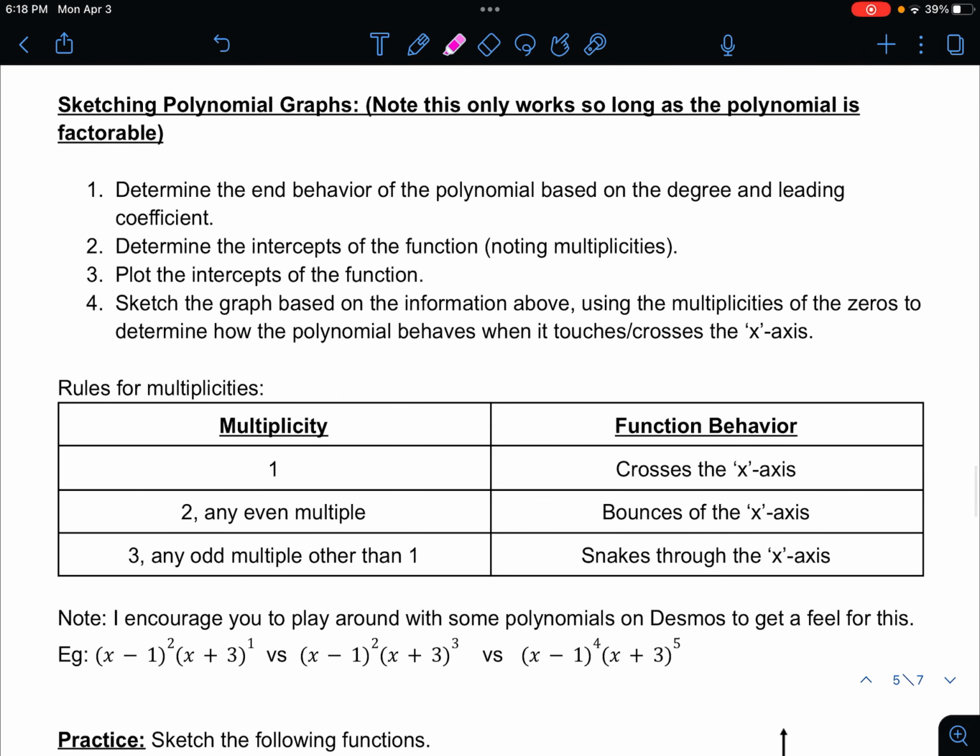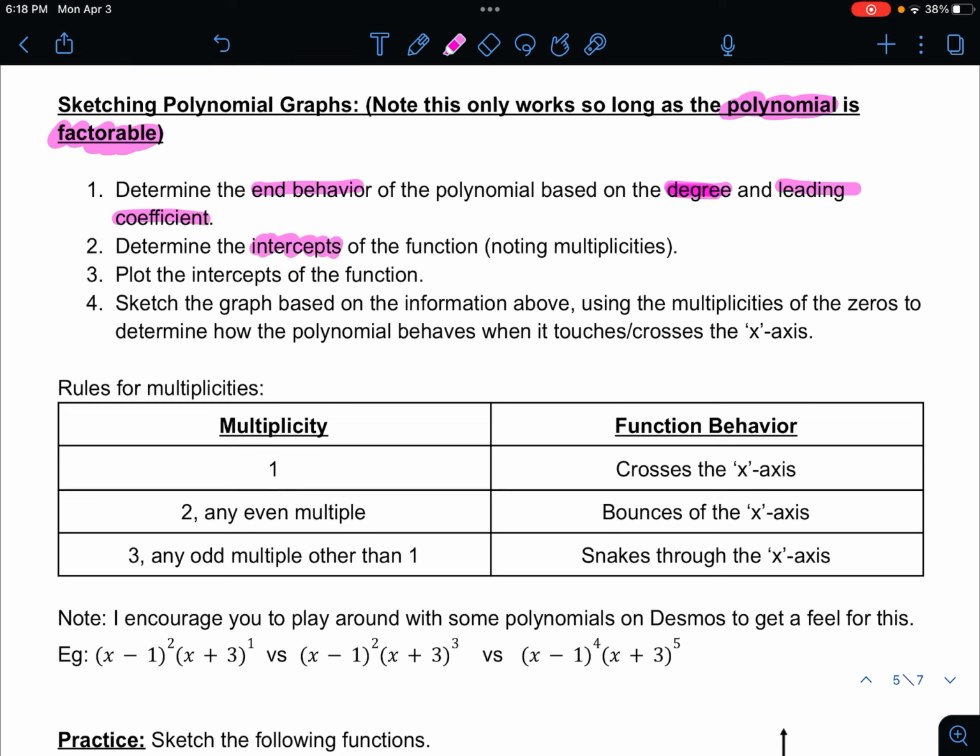To sketch polynomial graphs, here's my list of steps that you can do. And this also only works so long as the polynomial is factorable. You're not going to really have to sketch graphs without a computer unless it's factorable and you can end up with the x-intercepts. So the first thing you want to think about is what's the end behavior of the polynomial. You get that info from the degree and the leading coefficient.